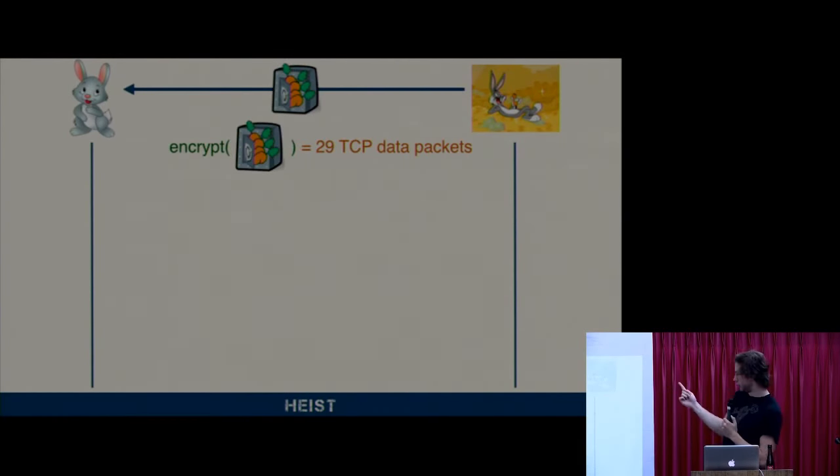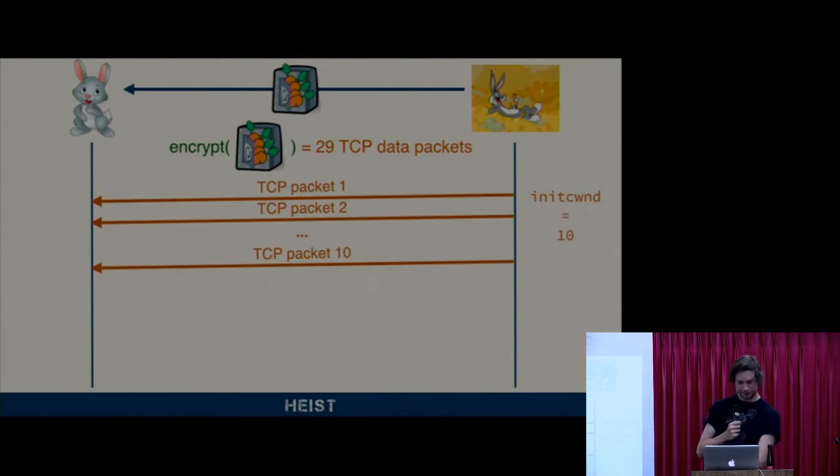But when bunnybank.com sends back the vault to Mr. Sniffles, he first, of course, encrypts the vault. And because Mr. Sniffles is a rich guy, the vault is relatively large, so it doesn't fit in a single TCP packet, but it needs to be split up in 29 different TCP packets. So one TCP packet is around 1.4 kilobytes, I think. That could be wrong, but yeah.